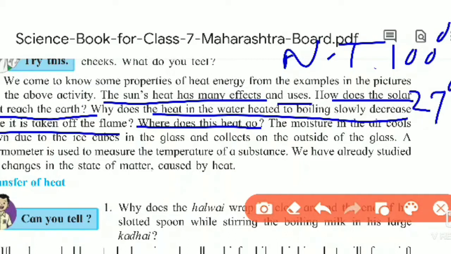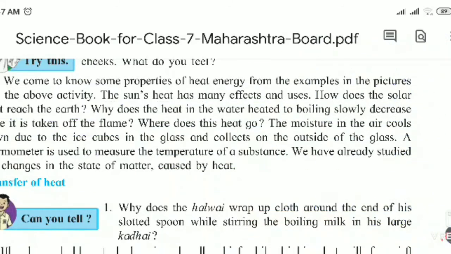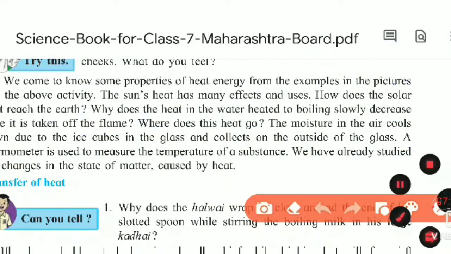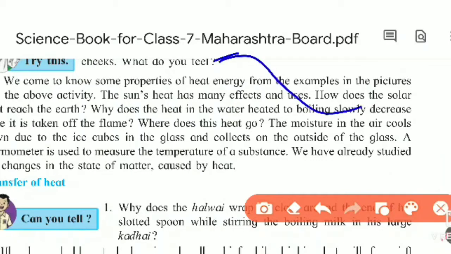So where has this temperature gone? 100 minus 27 is equal to how much? 100 minus 27 is equal to 73 degrees Celsius. Where has it gone? As we know, it is a property of a substance that it always moves from high to low. It may be the flow of water, or it may be temperature.